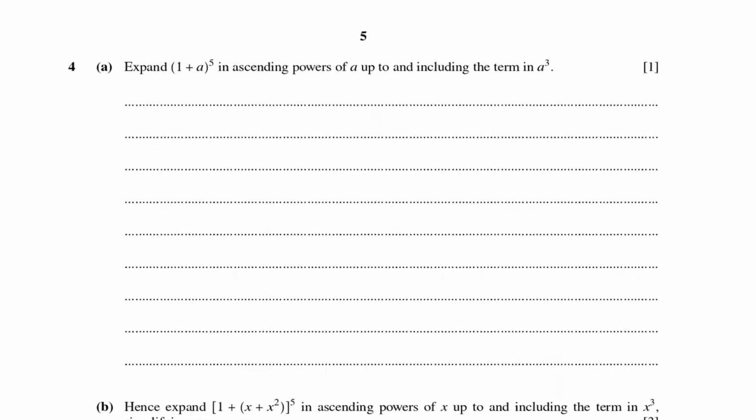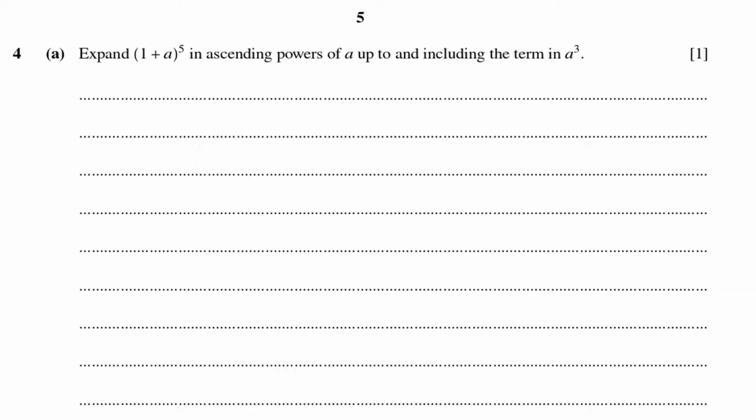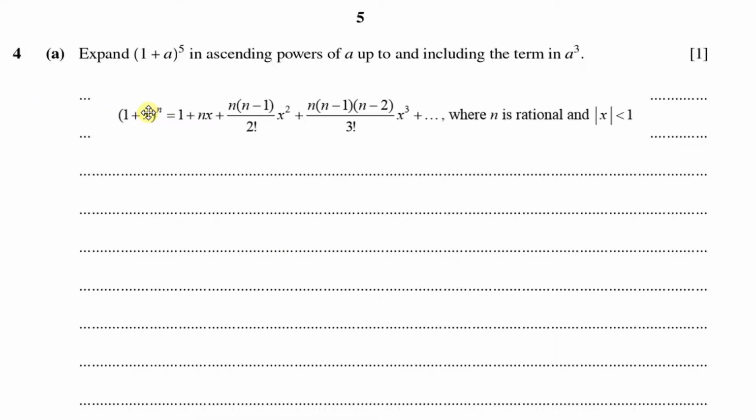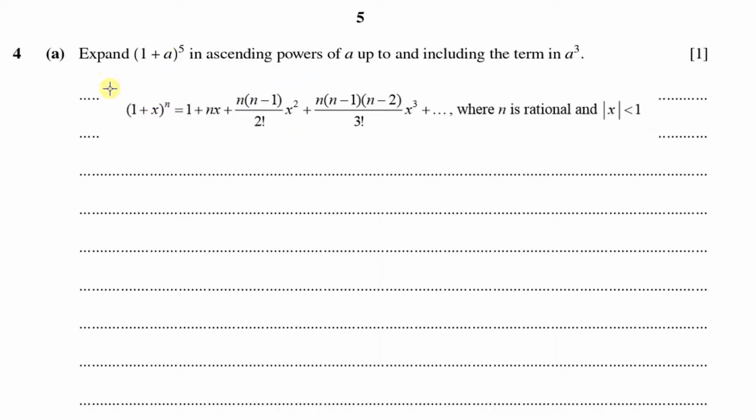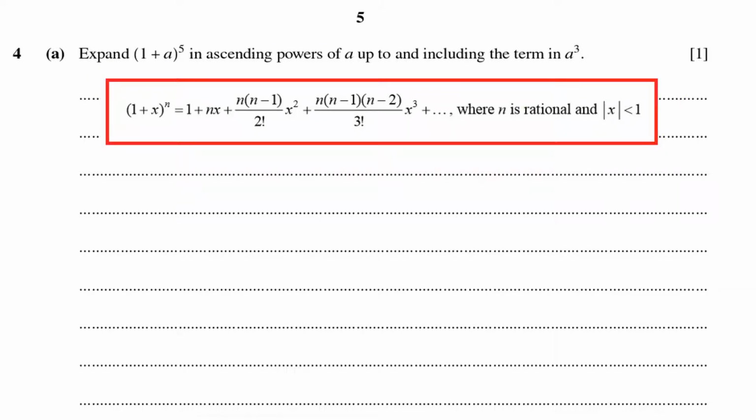Question number 4. Expand (1 + a)^5 in ascending powers of a up to and including the term in a cubed. So for this one, I'll make use of the binomial expansion of (1 + x)^n from the data booklet. Since we have (1 + a)^5, (1 + x)^n is equal to 1 + nx going all the way. So I'll say (1 + a)^5 is equal to 1 + nx.